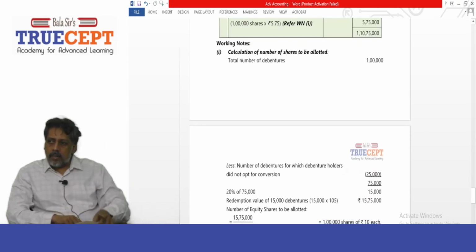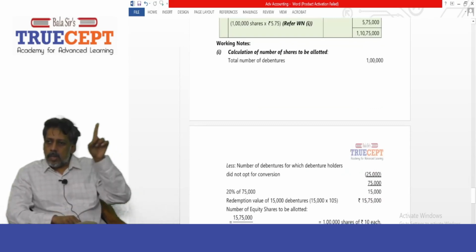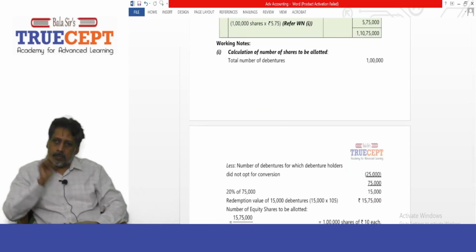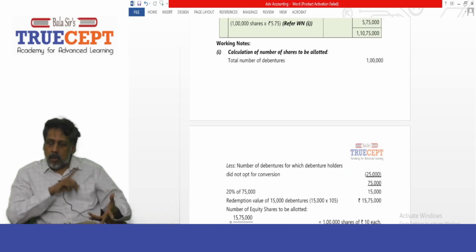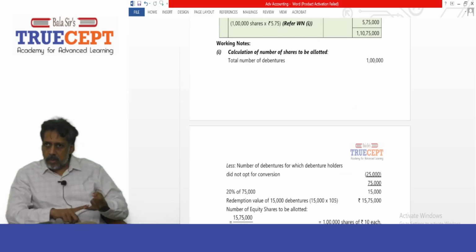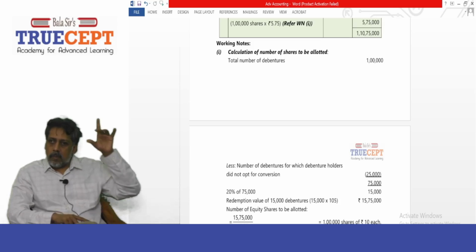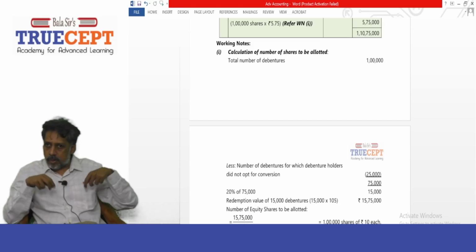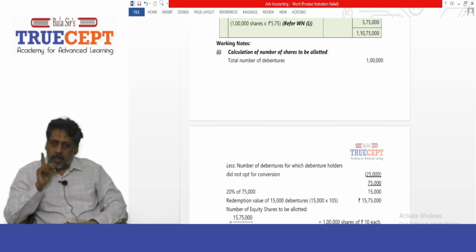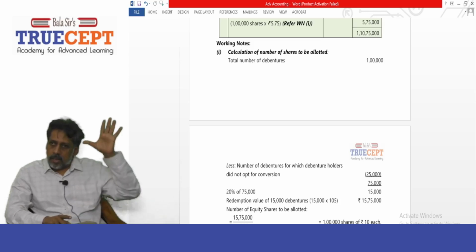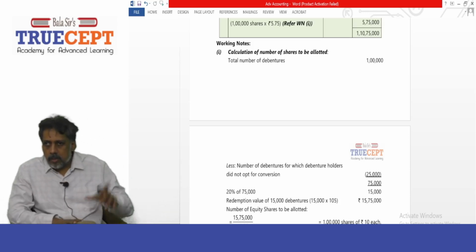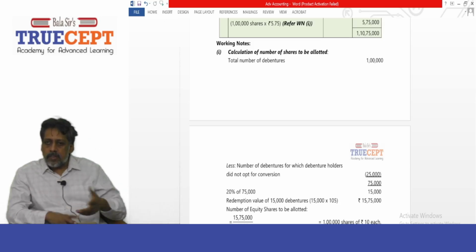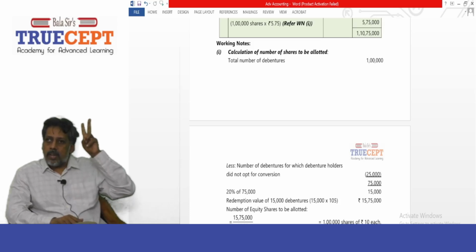We are going to calculate the number of equity shares that will be issued on conversion. Just see the working. There are 1 lakh debentures. From that, minus 25,000 debentures, that means the holders of 25,000 debentures. Don't bother about the 100 debenture holders, okay? 25,000 debentures are not exercising their right to convert. So what is 1 lakh minus 25,000? 75,000 debentures. On 75,000 apply 20%.